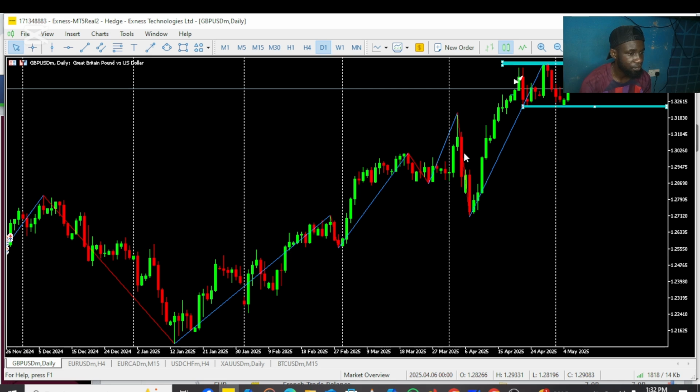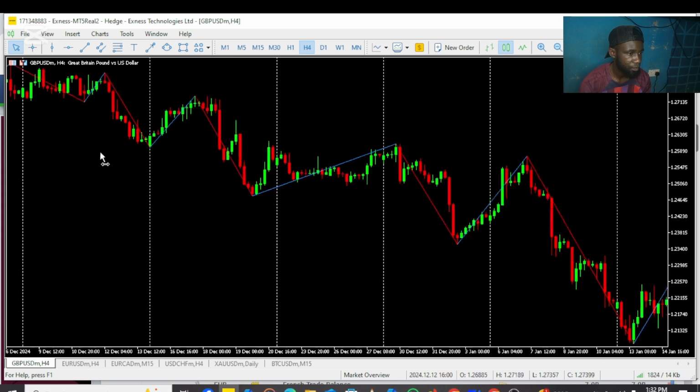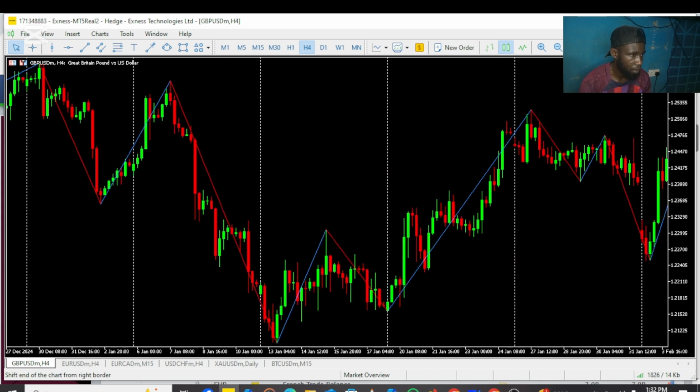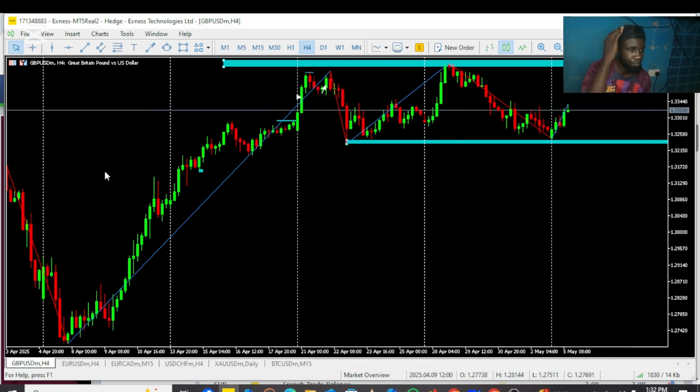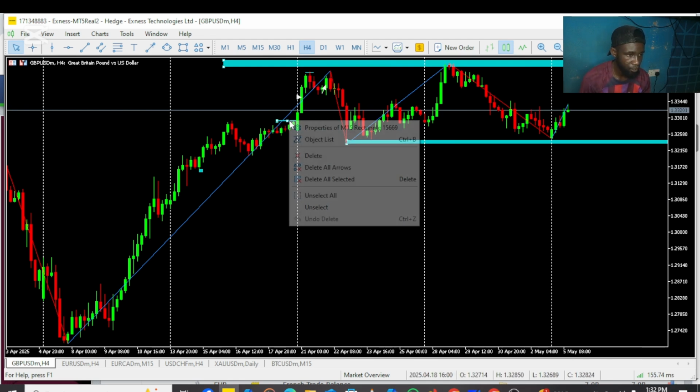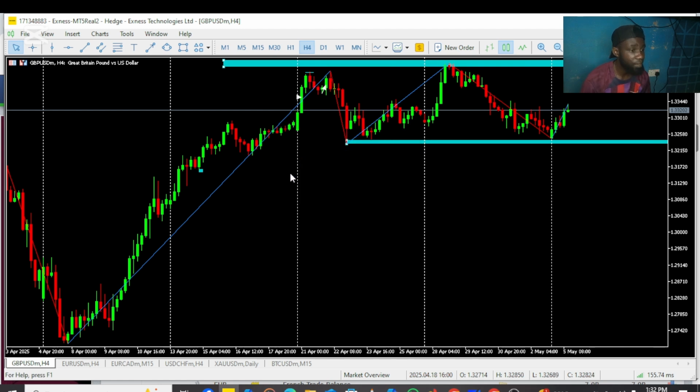So let's move to the 4-hour time frame. As a trader, you should keep your analysis simple and neat. You should make your analysis simple, not complicated, because this market is just simple. Okay, let's check on the 4-hour time frame.